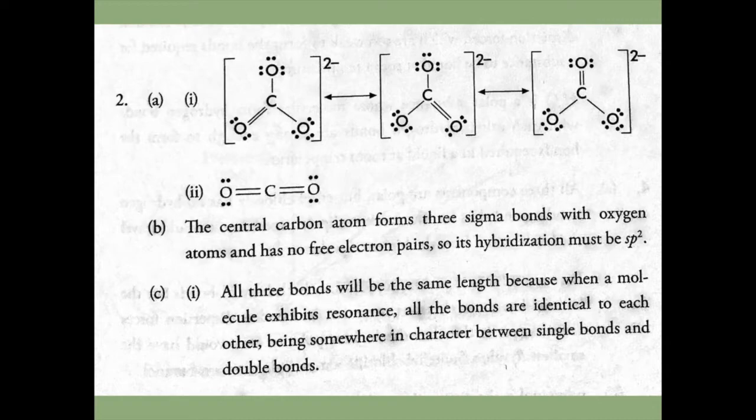For Ci, it says describe the relative lengths of the 3 carbon-oxygen bonds in the carbonate ion. Well, they're all going to be the same length, simply because, remember, resonance is an average of those 2 single bonds and 1 double bond. So they're going to have the same length.